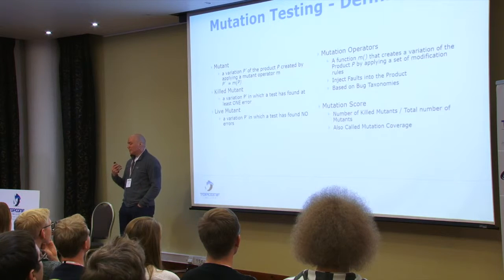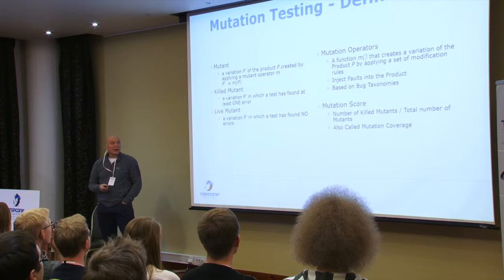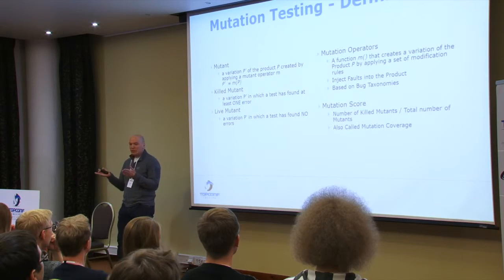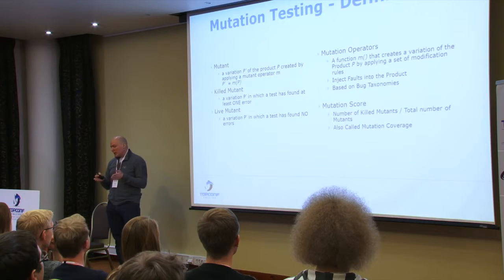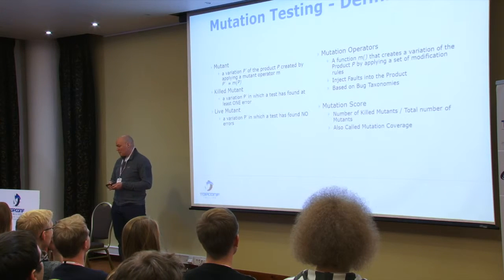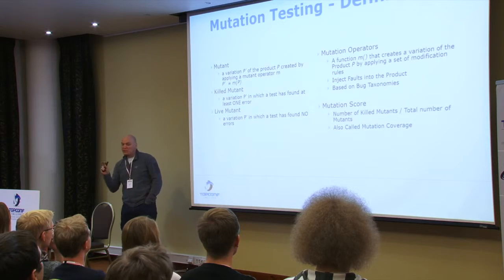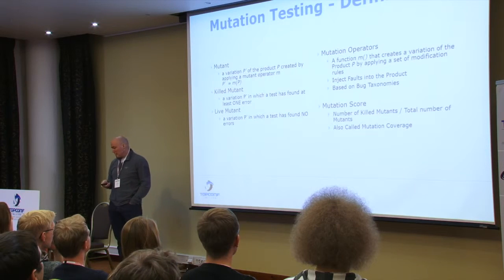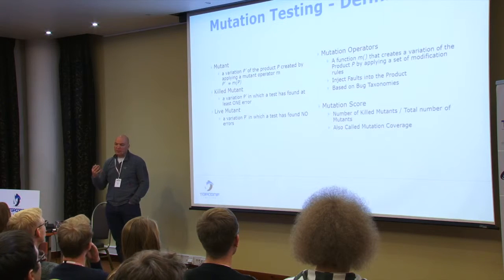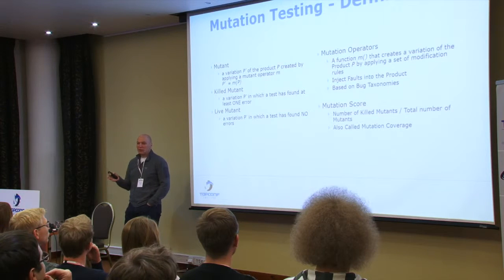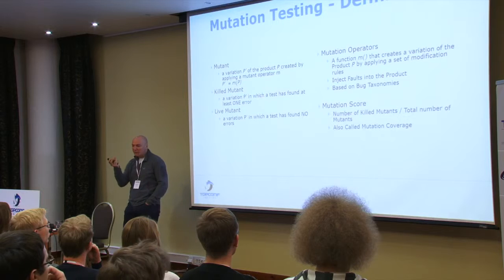So some definitions. What is a mutant? A mutant is a version, a variation of the original program, that is created by applying a mutation operator. A mutation operator is like a function that contains the rule for how to modify the actual product. The faults are injected into the product, and usually the rule set is based on bug taxonomies, like typical known issues, such as missing exclamation marks, like an inversion in a condition.